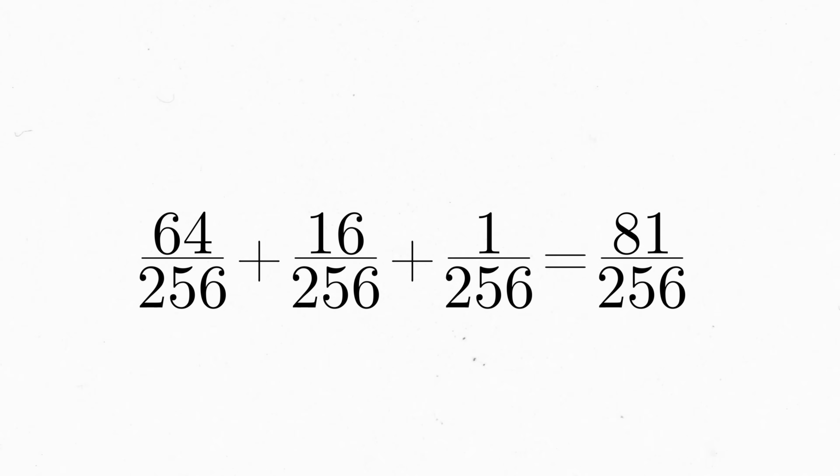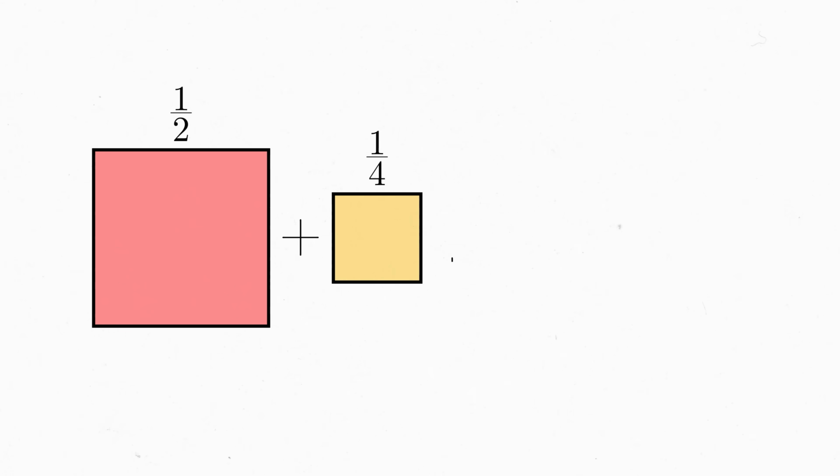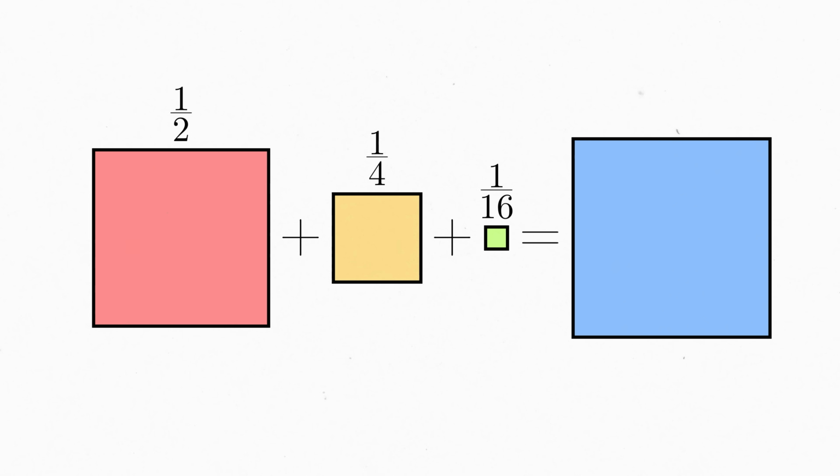We have found a rational solution to Diophantus's sum of squares problem. The first square has sides of length 1/2, the second has sides of length 1/4, the third has sides of length 1/16, and all 3 squares together make a square with sides of length 9/16.